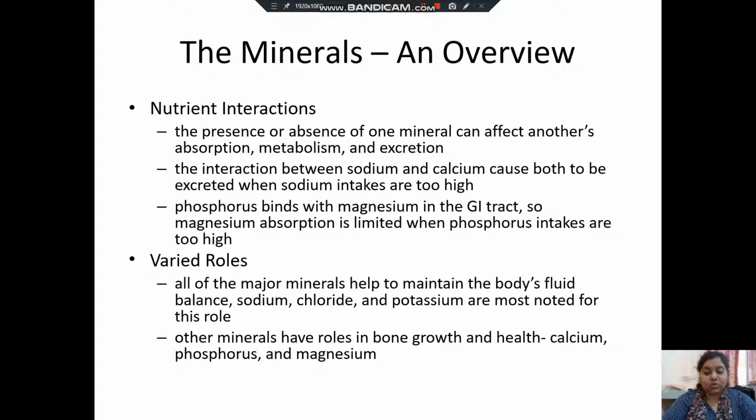Now the varied roles. All of the major minerals help to maintain the body's fluid balance. Sodium, chloride, and potassium are most noted for this role. Other minerals have roles in bone growth and health: calcium, phosphorus, and magnesium.